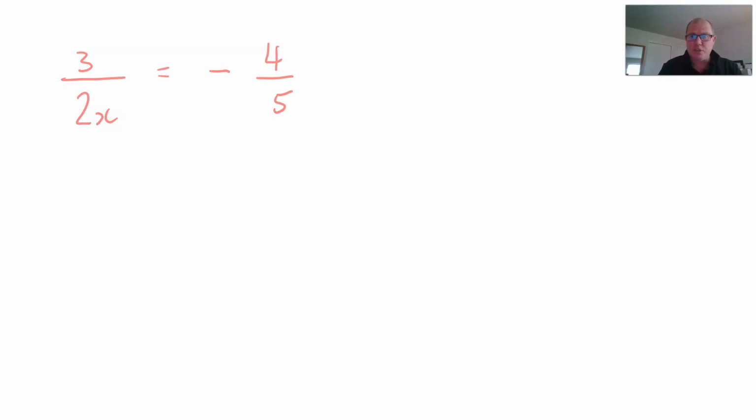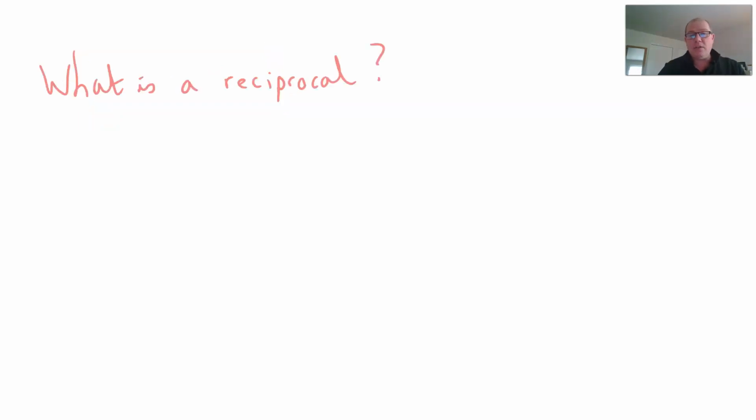So the first thing I want to talk about is what a reciprocal is. So what is a reciprocal? The reciprocal is when you do 1 divided by whatever you're doing. So if I imagine I had the number 3, the reciprocal of 3 is 1 divided by 3, or 1/3.